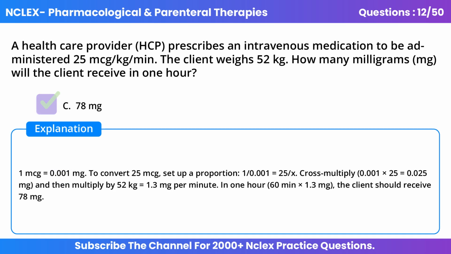1 microgram equals 0.001 milligrams. To convert 25 micrograms, set up a proportion. 0.001 equals 25x, cross multiply. 0.001 times 25 is equal to 0.025 milligrams, and then multiply by 52 kilograms equals 1.3 milligrams per minute. In 1 hour, 60 minutes times 1.3 milligrams, the client should receive 78 milligrams.